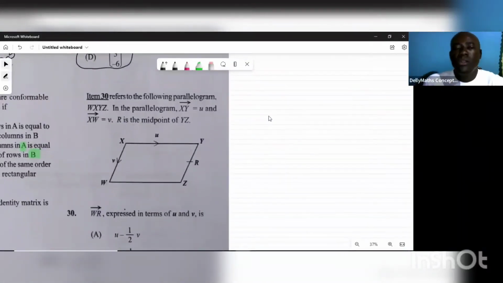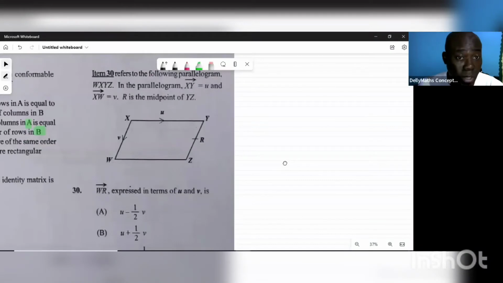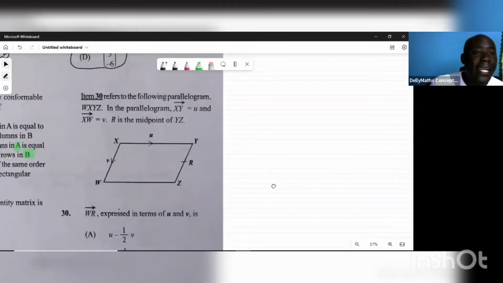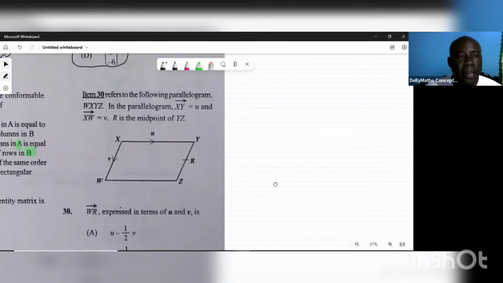So you do notice that they're testing you on all the various aspects of the syllabus. And the good thing is we have done quite a lot because we have done these things. Let's go. It says item 30 refers to the following parallelogram, WXYZ. In the parallelogram, XY equals U. You're seeing that. X to Y is U. They went further to say that XW is V. We are seeing that. And the arrow direction is very important too.